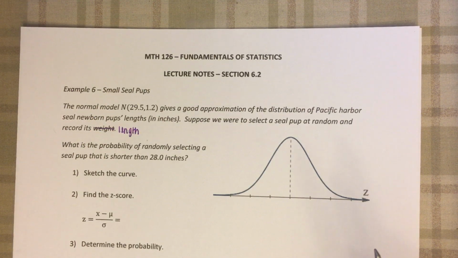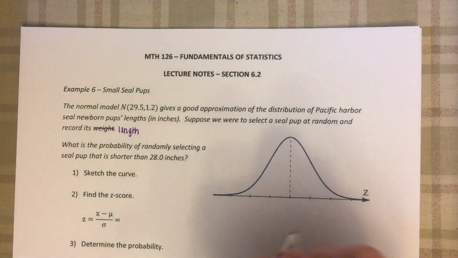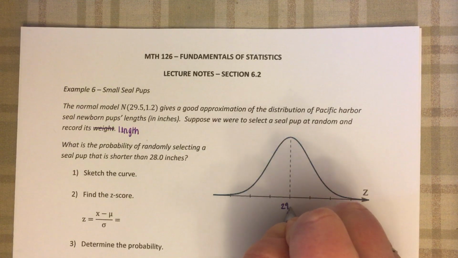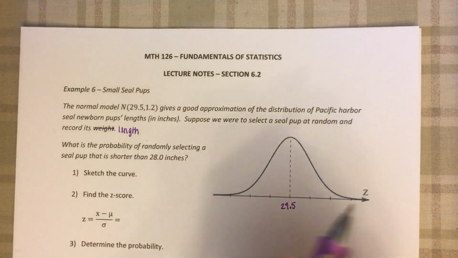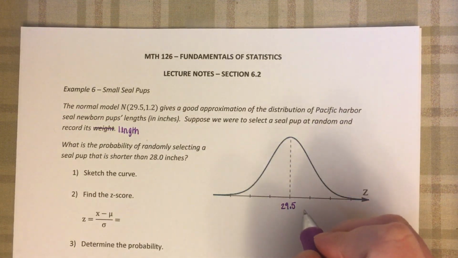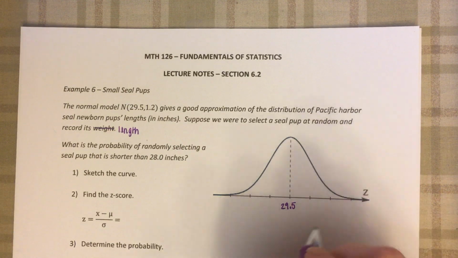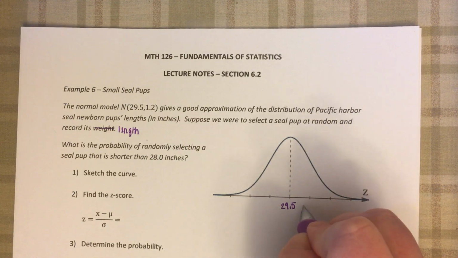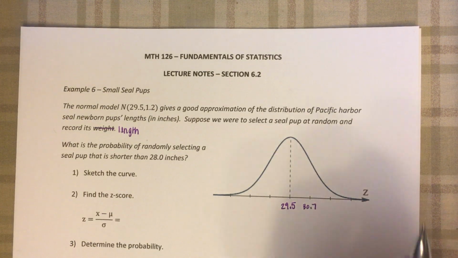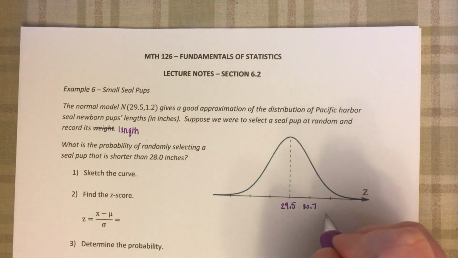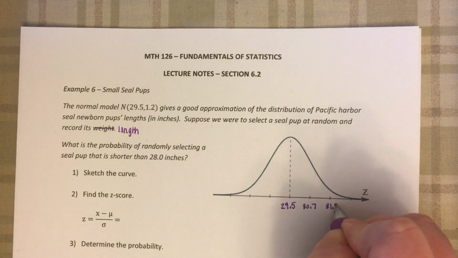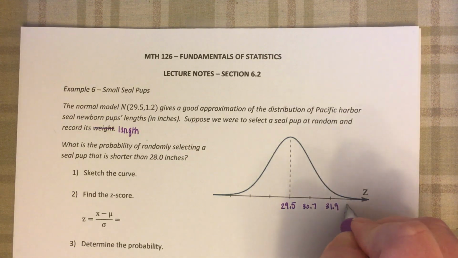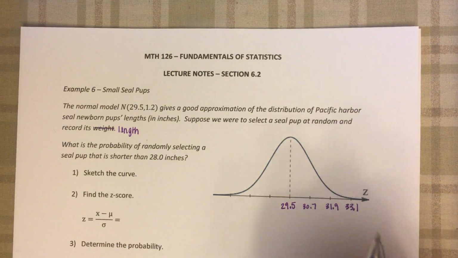The first number, in this case our 29.5, is our mean. So our 29.5 is going to go in the center. And then our 1.2 is our standard deviation, so we're going to use this to move to the left and the right. To move to the right, we're going to add 1.2 each time. So we add 1.2 to 29.5, we get 30.7. We add 1.2 again, we get 31.9. We add 1.2 again, we get 33.1.